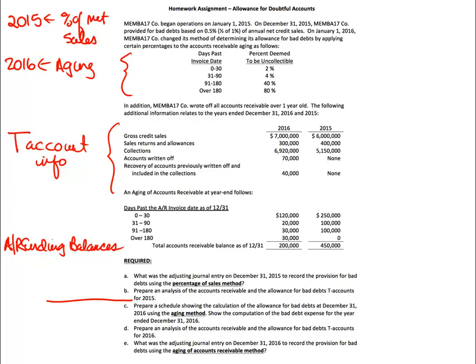That's Part C. Part D says, prepare an analysis of the T accounts. So again, show me everything that happened in accounts receivable and the allowance account in 2016. And Part E, what is that adjusting journal entry based on the aging method? And we know the entry is debit bad debt expense, credit the allowance for bad debts. You just have to back into what the aging amount is.